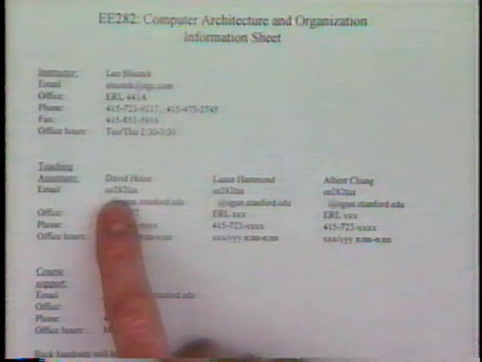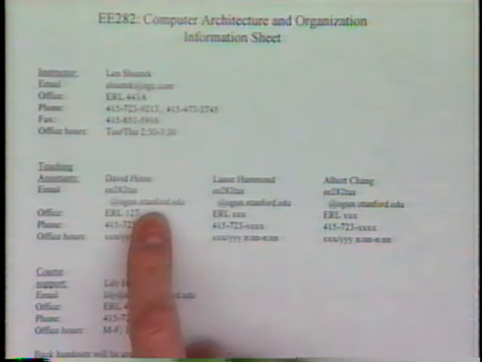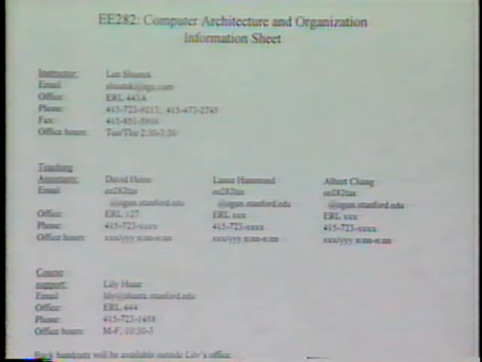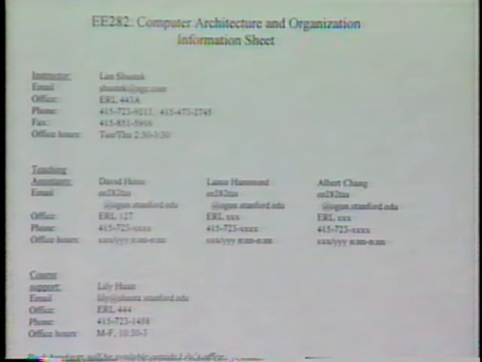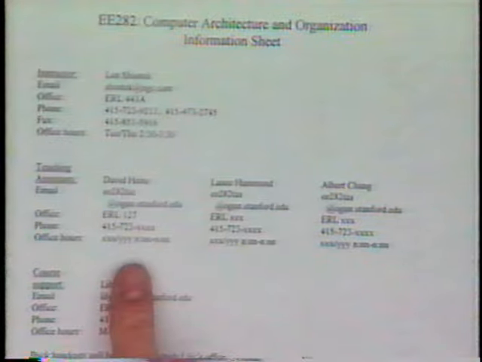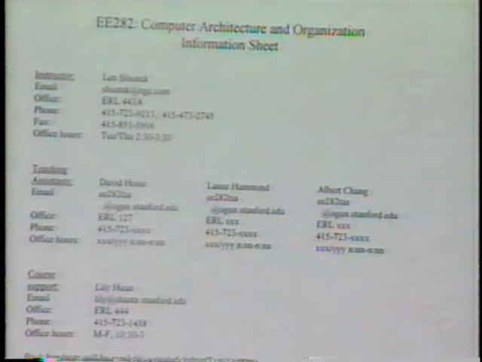There is an email account for the TAs, EE282 TAs at ogun.stanford.edu, and that's probably the best way to get in touch with them. They will all have office hours. We don't know where and when at the moment, but probably by next time, and certainly by next Tuesday when you get an updated version of this information sheet, we'll know all of that information.